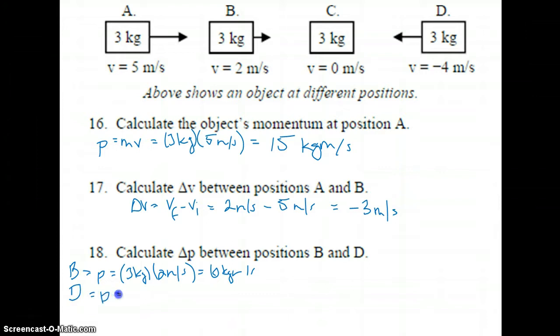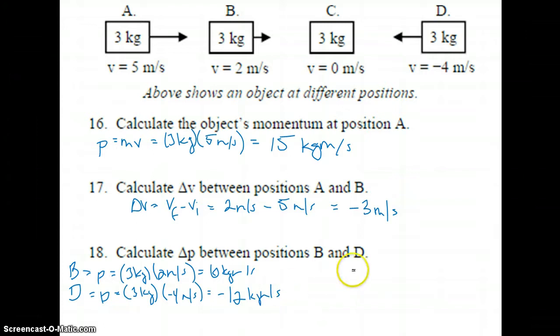Our D momentum, our mass of D is 3 kilograms. Its velocity is -4 meters per second. You can tell it's moving to the left, so that's where the negative comes from. And then that gives us -12 kilogram meters per second.